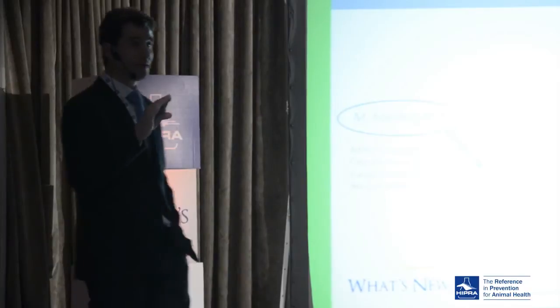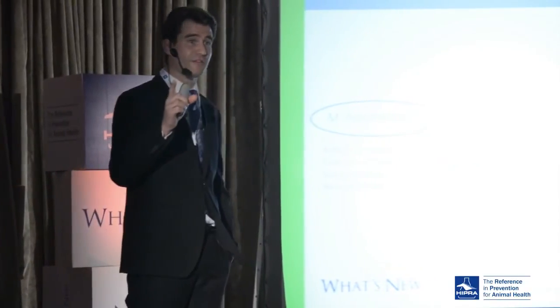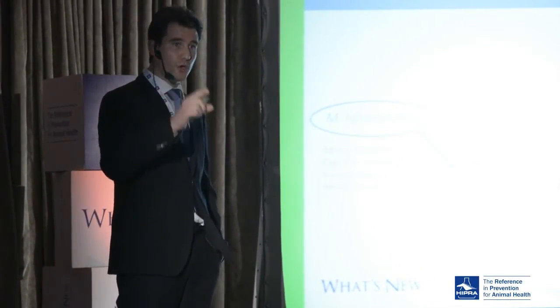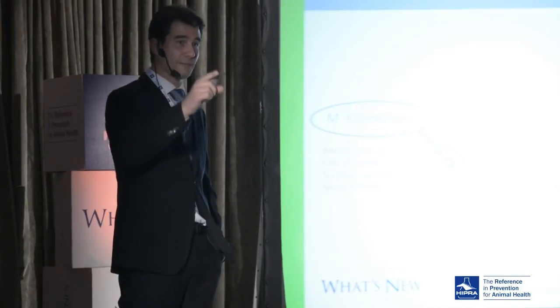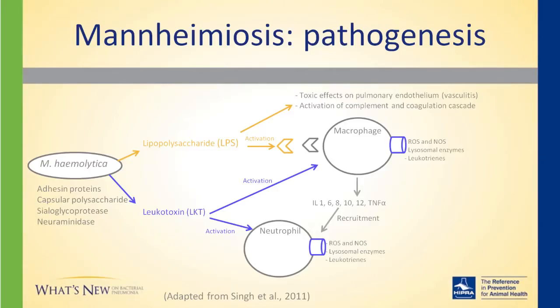Leukotoxin is a really nice toxin. It has a dose-dependent effect. At a low dose, leukotoxin will activate the neutrophils and macrophages, whereas at high dose, it will create transmembrane pores that will create leakage of reactive oxygen and reactive nitrogen species, lysosomal enzymes and leukotrienes that will create lung lesions, fibrino-necrotic pleuritic pneumonia.